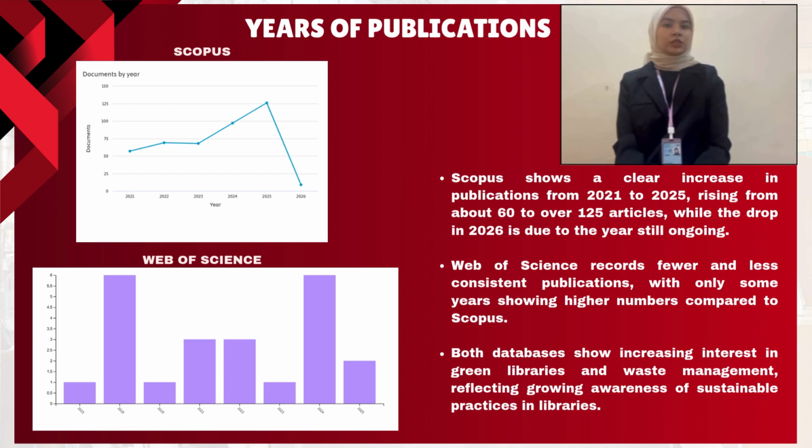The pooled database shows that research on green libraries and waste management is increasing. This means more people are interested in sustainable and eco-friendly practices in libraries. Scopus and Web of Science give a clear idea of how the research has grown over the years.